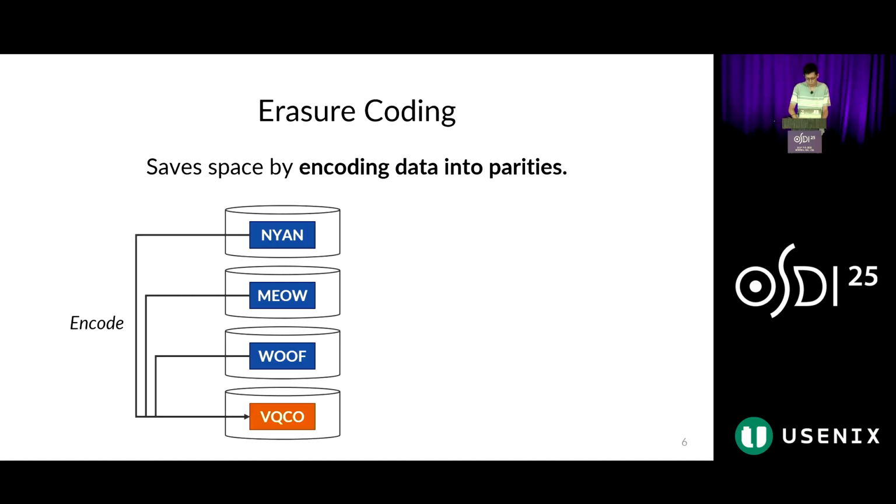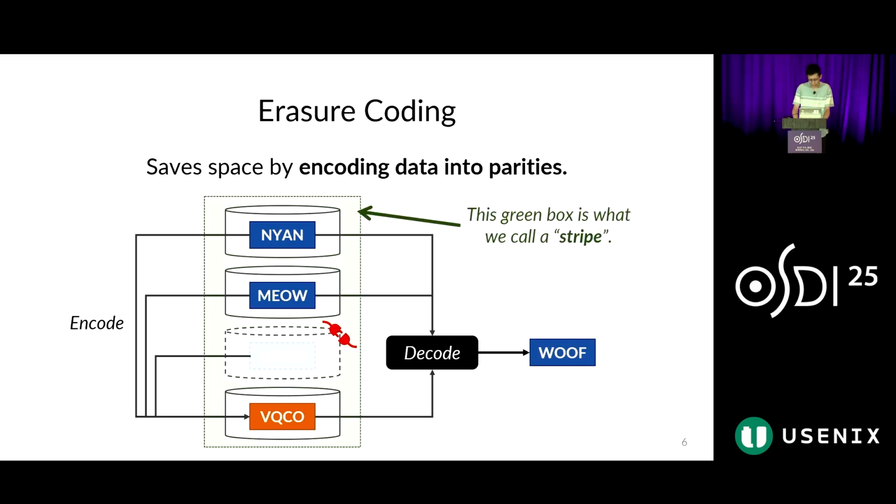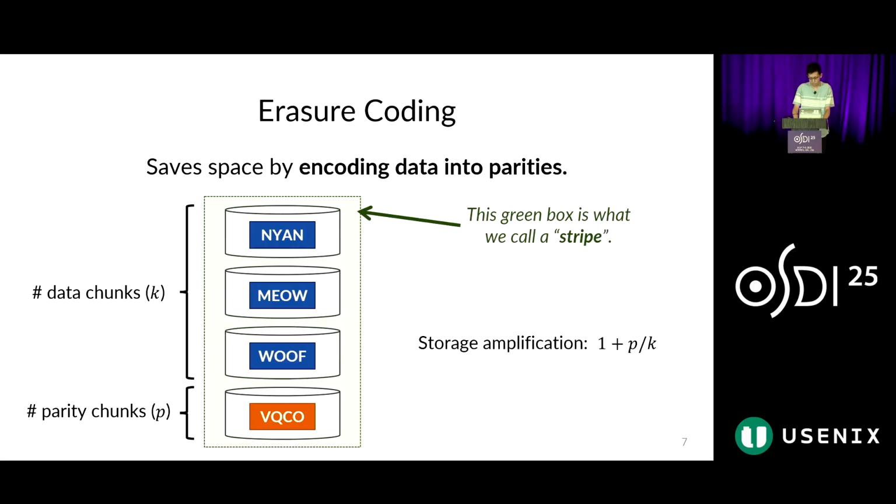It encodes data into parity chunks to reduce storage overhead. For example, here, 3 blue data chunks are encoded to create 1 orange parity chunk. If a data chunk is lost, it can be reconstructed from the remaining data and parity chunks. The entire group, the green box, is called a stripe. A stripe contains data and parity chunks with a specific mathematical relationship among them. In a stripe, we use K to denote the number of data chunks and P to denote the number of parity chunks. The storage amplification factor is therefore 1 plus P divided by K.